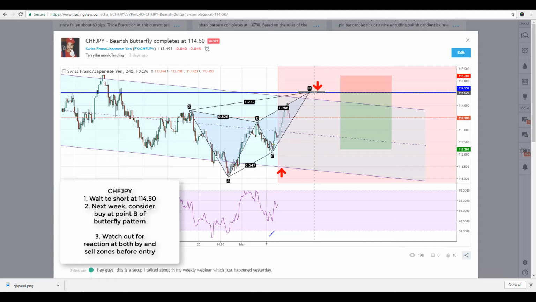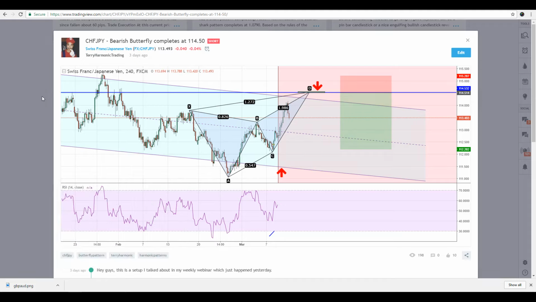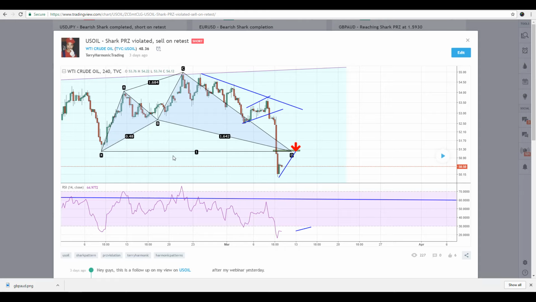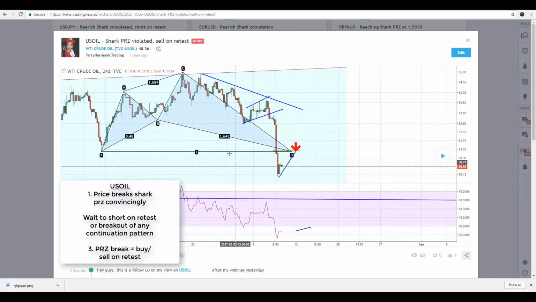So in the event that it does not come to 114.50, there will be no trade for this. Potentially I could be looking for long at 113.20, but I'll keep you guys posted, and all my setups will be updated on my TradingView. Last but not least, this is also a setup on oil on the H4 chart, where I was telling my guys that we can actually trade the PRZ breakout too upon a retest. Yep.